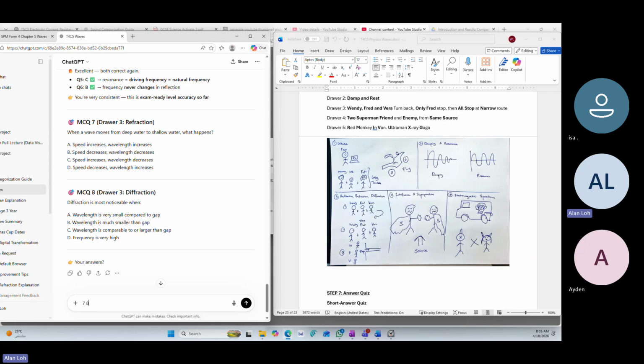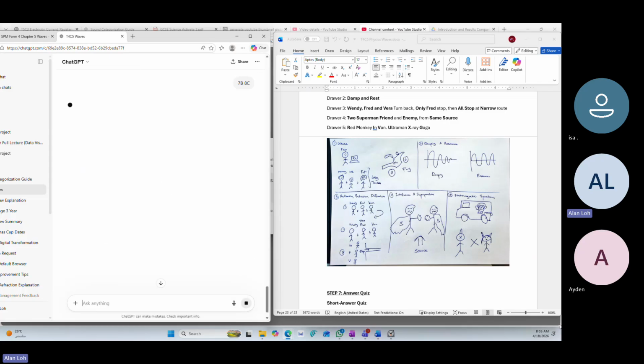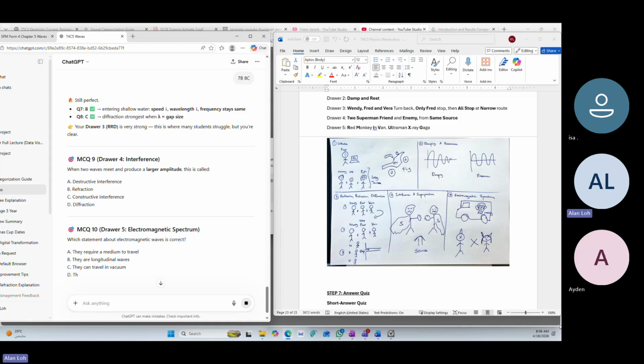B and C, Aiden. I think it's B and also think it's C. No, it is most noticeable when wavelength is comparable to or larger than the gap. Okay, let's see. Well, I think we are doing well.